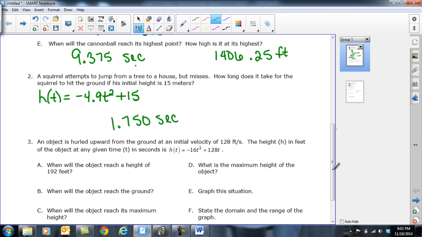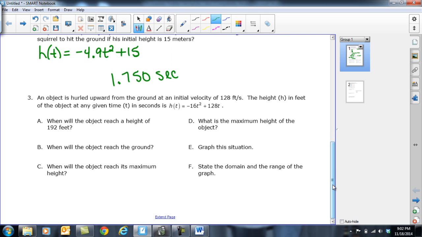So let's do one more that's like that, and then we're going to switch gears and do something different. So an object is hurled upward from the ground at an initial velocity of 128 feet per second. So somebody threw something up in the air. The height in feet of the object at any given time is given by that equation. H of t equals negative 16t squared plus 128t. They already wrote the equation for you.